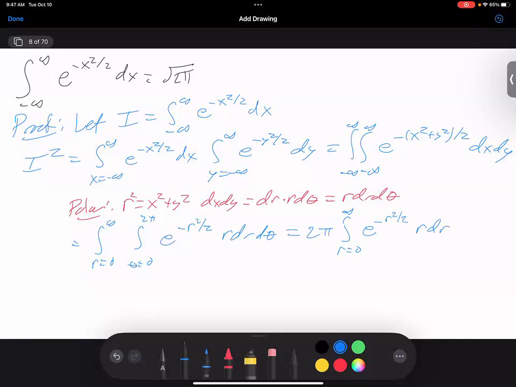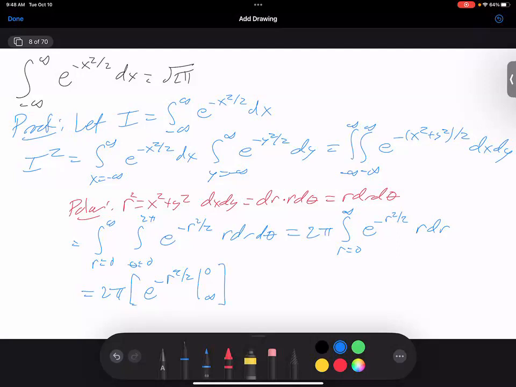And so everything is nice. This is one of the reasons why it's nice to have the 2 over there. So this is then going to just become 2 pi, and you're going to have e to the negative r squared over 2. And then because of the negative sign, we have to switch the boundary. So it's infinity and 0 flipped like this.